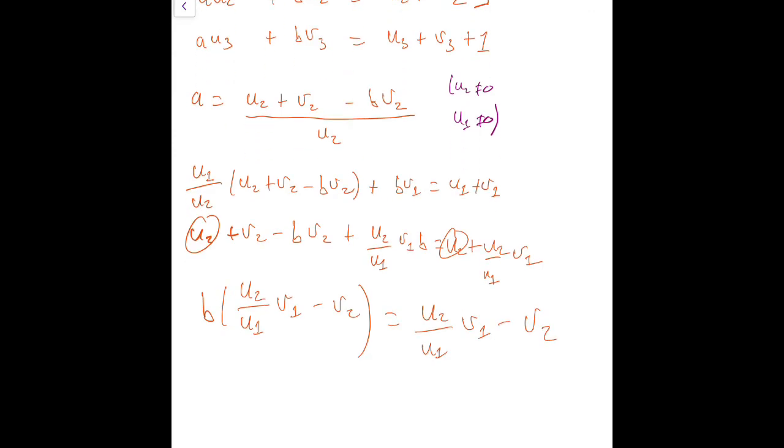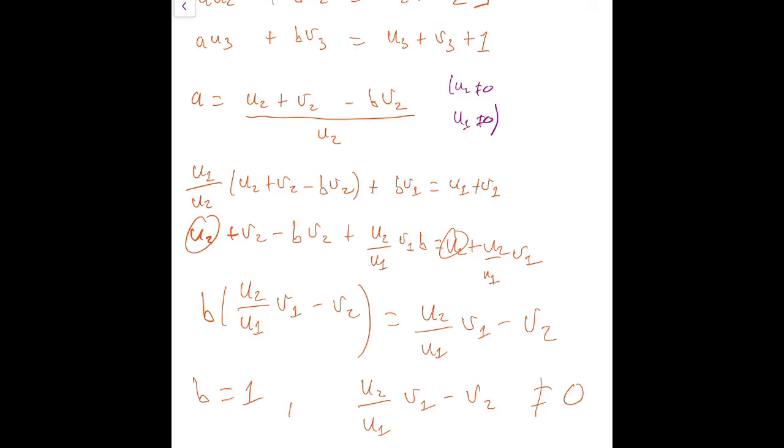Okay, so what does this tell me? This tells me that B is equal to 1. Of course, this requires that U2 over U1 V1 minus V2 is not equal to 0. Because if that's equal to 0, B can be whatever we want it to be equal to.